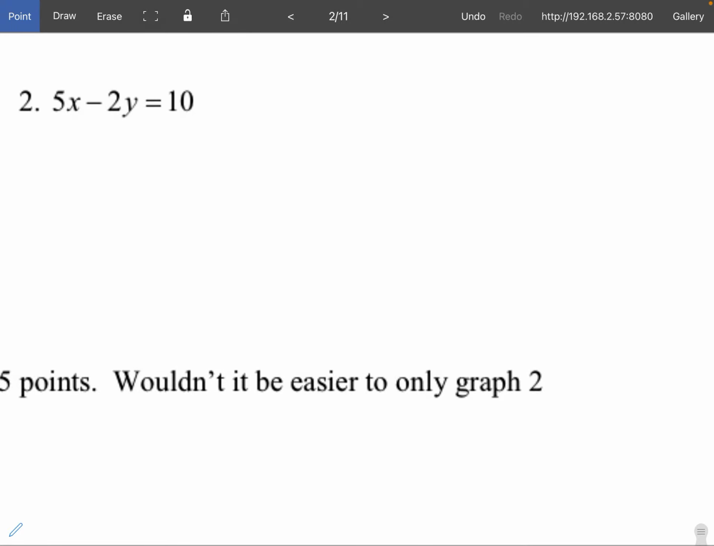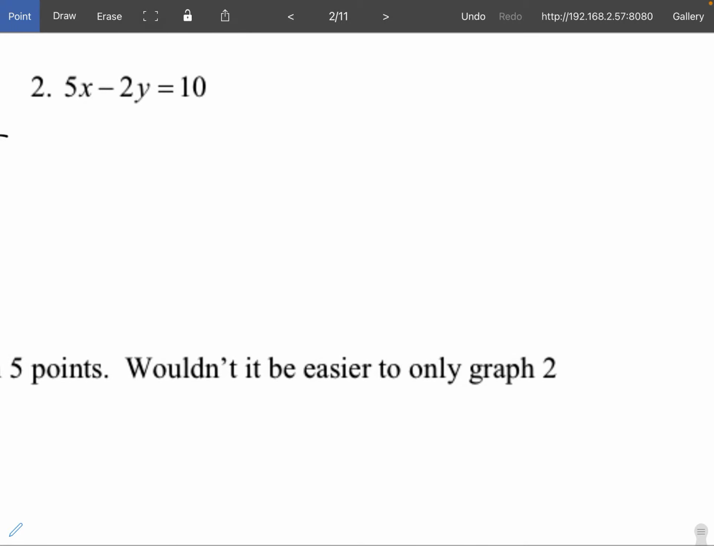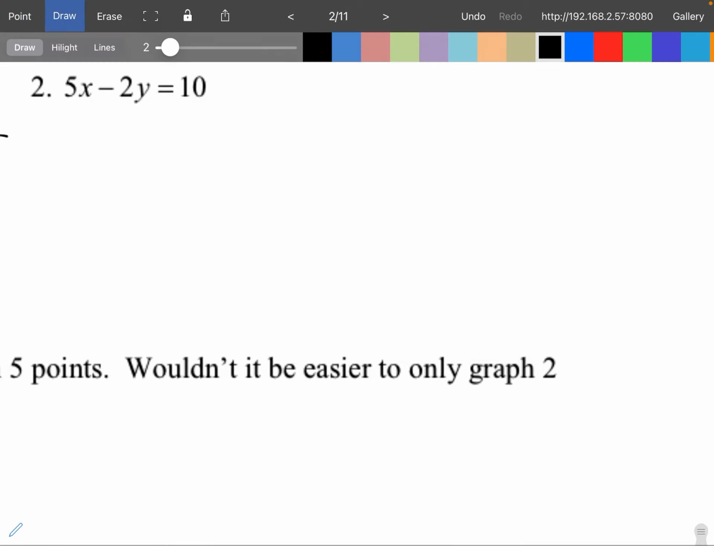Now, on number 2 here, they give you the equation. Well, that's where this thing comes in. This statement right here. It says, if given the equation, plug in 0 for x to find the y-intercept, and plug 0 in for y to find the x-intercept. So what I'm going to have you guys do with those is make a little table like this.